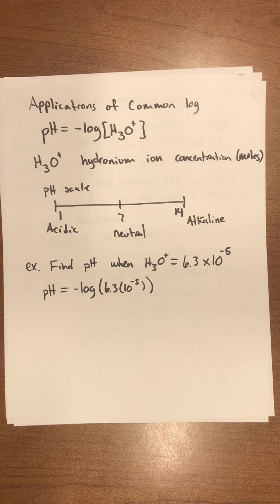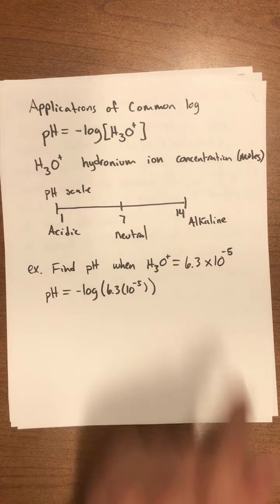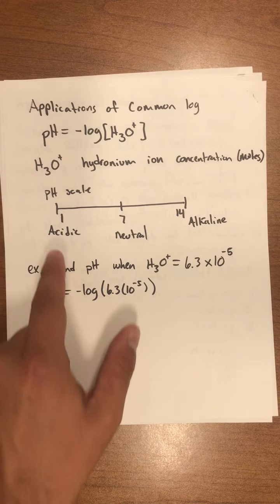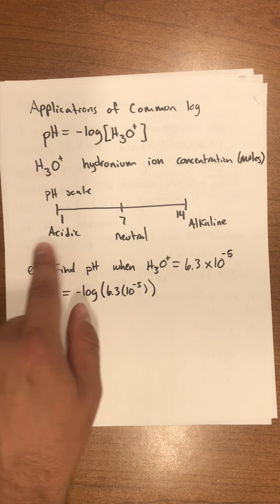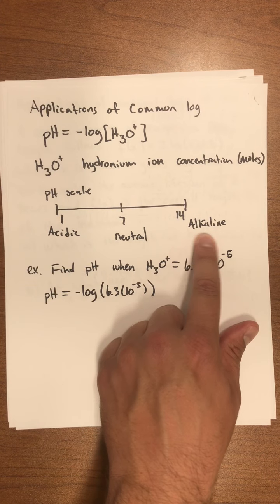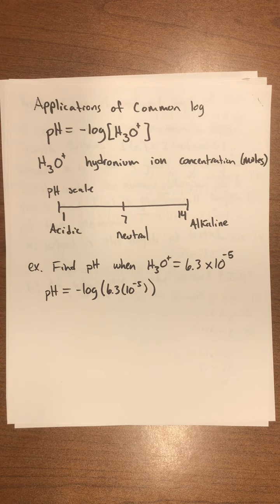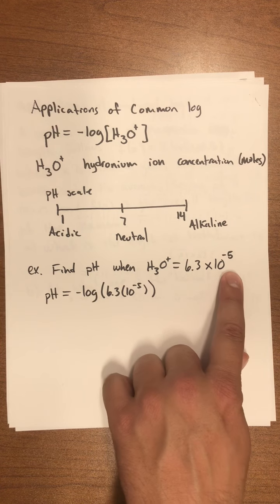Applications of logarithms are immense. I picked one out of the book that you might run into in chemistry. The pH calculation is negative log of the hydronium ion concentration. So this gives us the pH scale, just in case we need to recall. 1 on the pH scale is very acidic, 14 on the pH scale is alkaline, and 7 is neutral. So an example would be to find the pH when your H3O is 6.3 times 10 to the negative 5th.